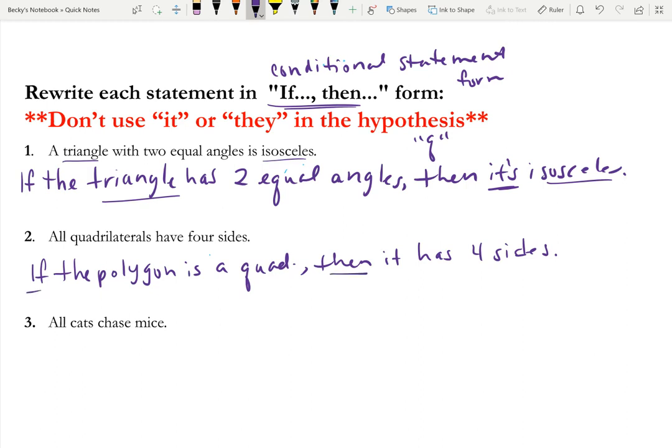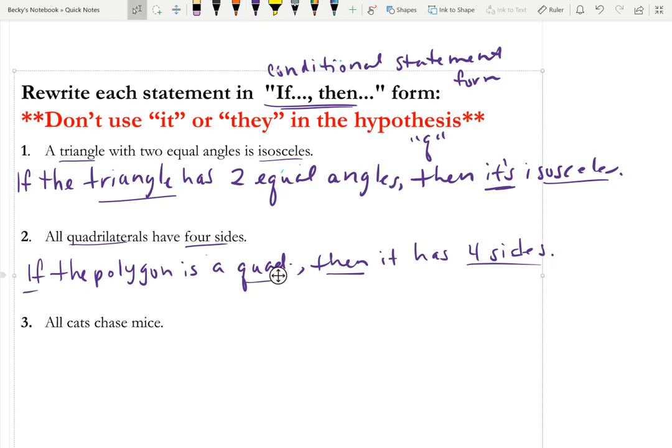Did you put if then? Good. Did you put quadrilateral at the beginning of the sentence? Yes. Did you put four sides at the end? Yes. Does it have the same meaning as the original statement? Yes. So we followed all the rules. All cats chase mice. Okay. So pause it for a minute, see if you can do it. And as long as we have the same meaning, it doesn't have to be word per word the same.